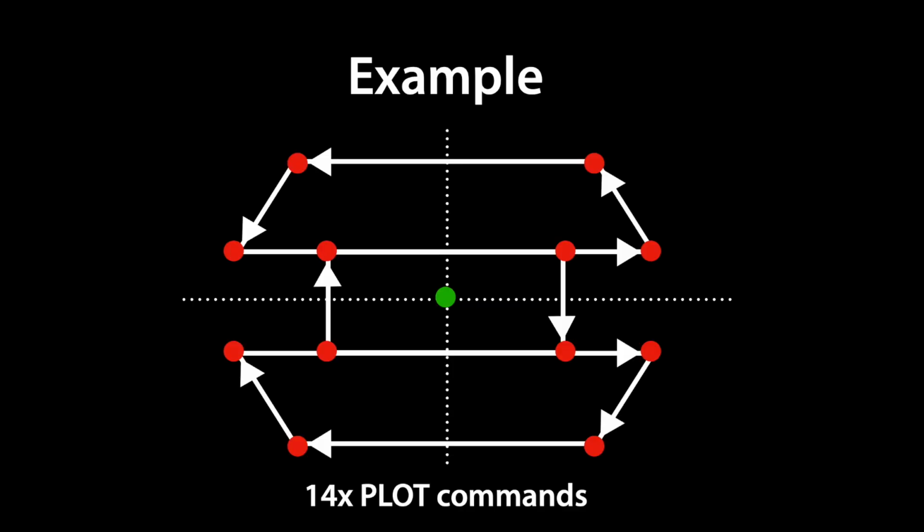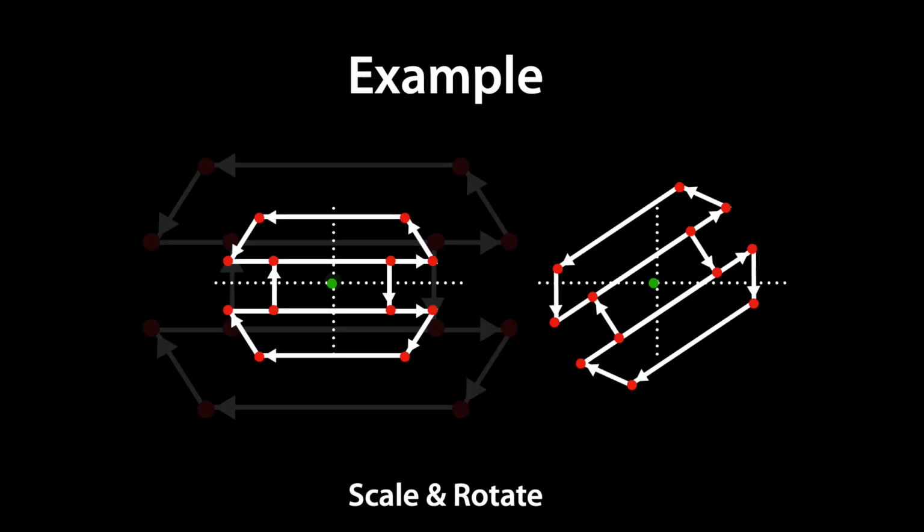Our alien ship example is made up of 14 separate plot commands. It starts by moving from the central point and then starts drawing a line to different points and moving to new locations where needed. And in our example, we'll be applying 2 different transformations to a matrix, a scale and a rotation.